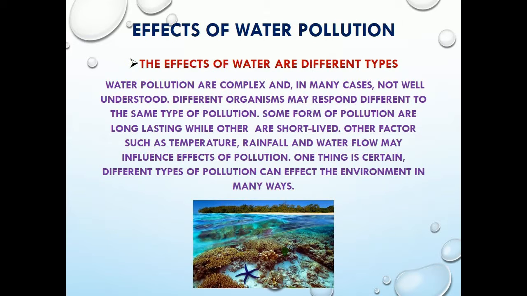Effects of water pollution. The effects of water pollution are complex and, in many cases, not well understood. Different organisms may respond differently to the same type of pollution. Some forms of pollution are long-lasting while others are short-lived. Other factors such as temperature, rainfall, and water flow may influence the effects of pollution. One thing is certain: different types of pollution can affect the environment in many ways.